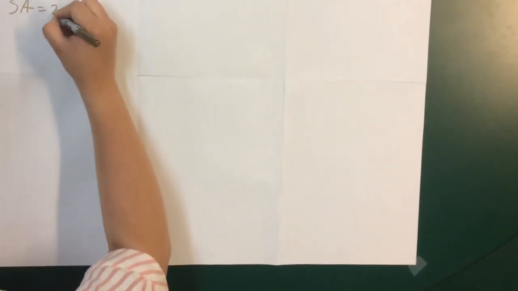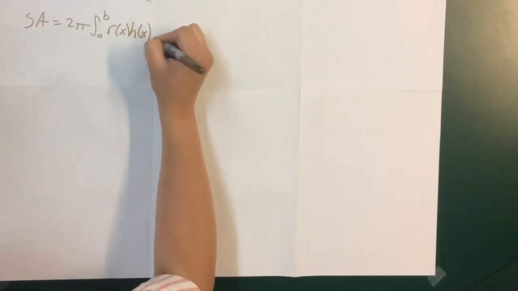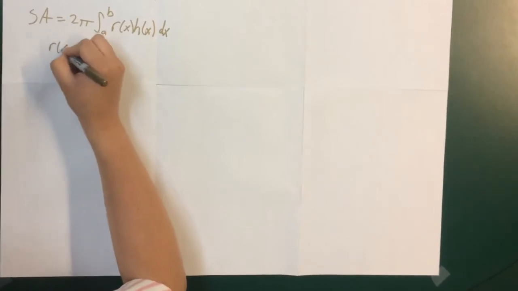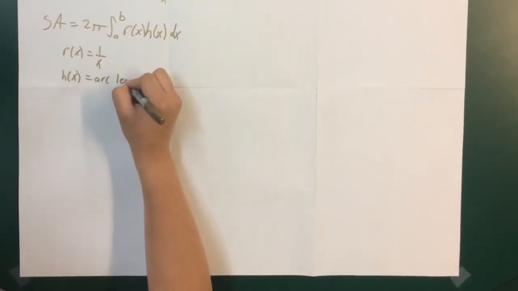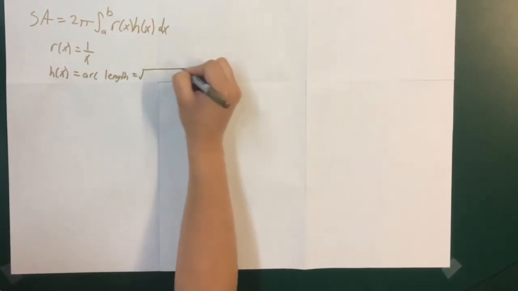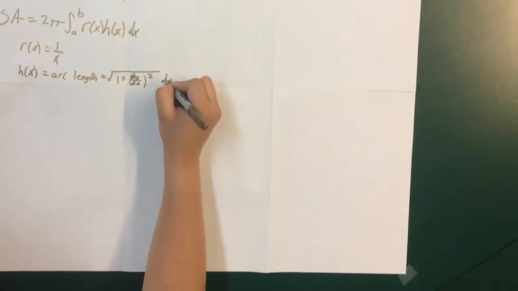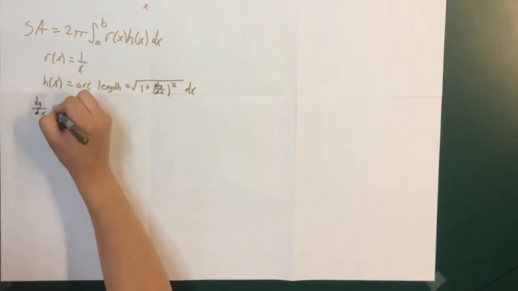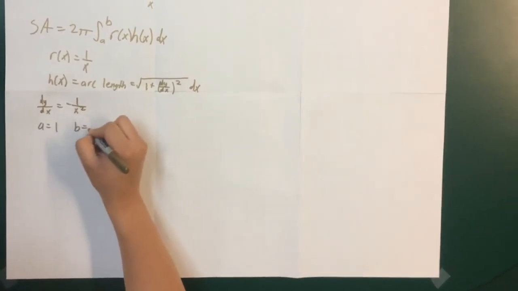The surface area, as given by the shell method, is equal to 2 pi integral from a to b of r(x) h(x) dx, with r(x) being the radius and h(x) being the height. r(x) is equal to 1 over x in this case, and h(x) is equal to the arc length, or radical 1 plus (dy/dx) squared dx. dy/dx in this case would be negative 1 over x squared, a would be equal to 1, and b would be equal to infinity.